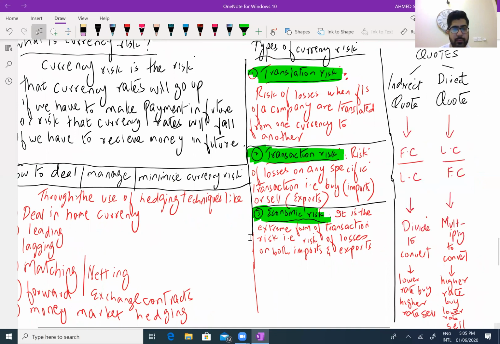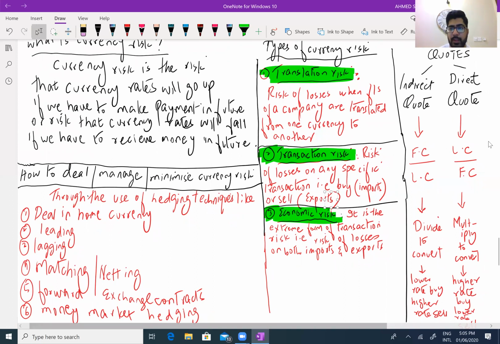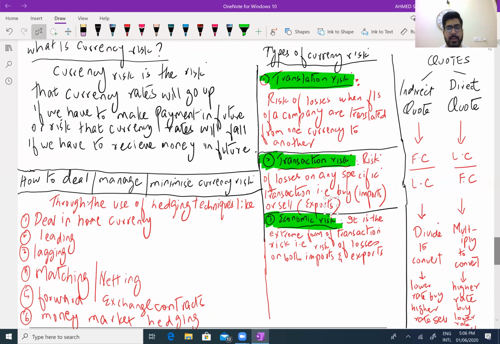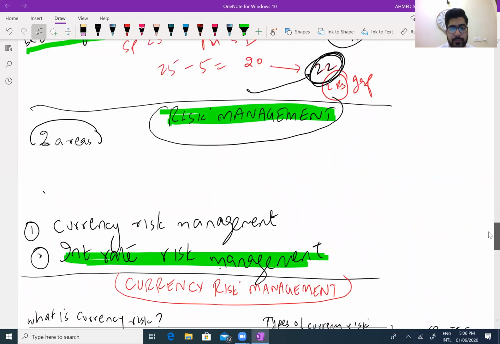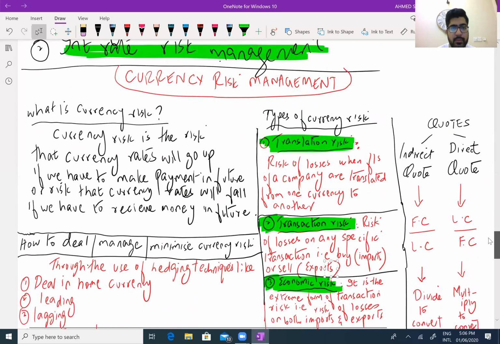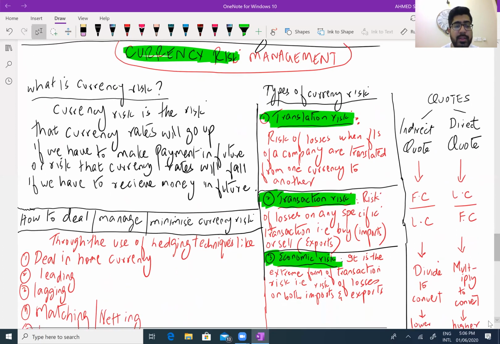Okay, so as I told you, we will be firstly dealing with topic number one, which is related to currency risk management. Now let me explain firstly. We are starting to deal with currency risk management, so firstly, you need to know the meaning of what exactly currency risk is.